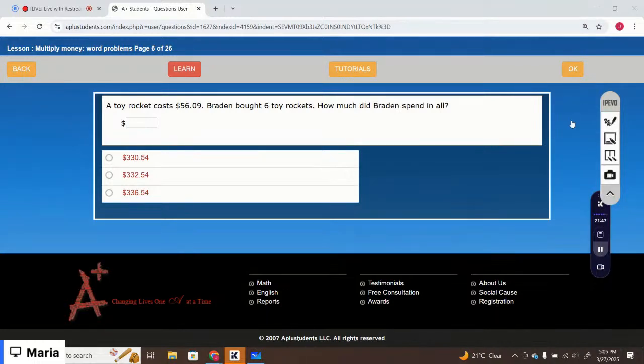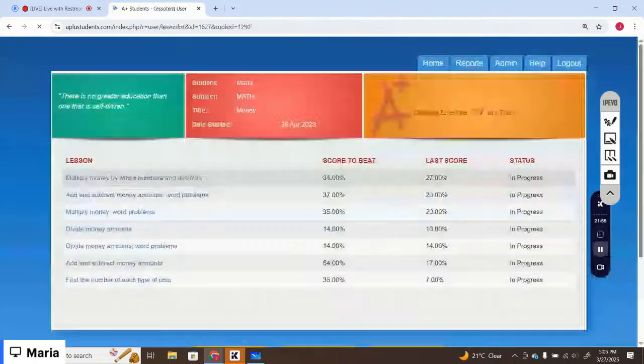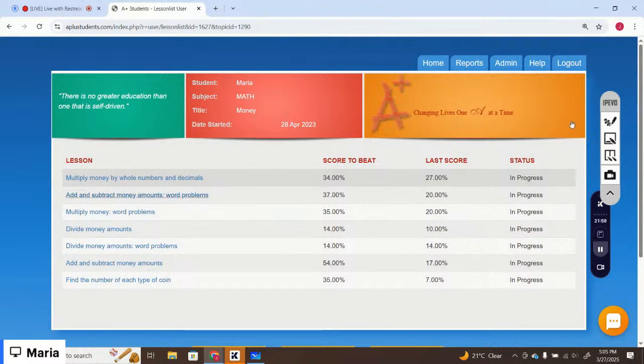Okay, you can complete the lesson by yourself later today. Let's just move on to the next lesson. The next lesson is divide money amounts.